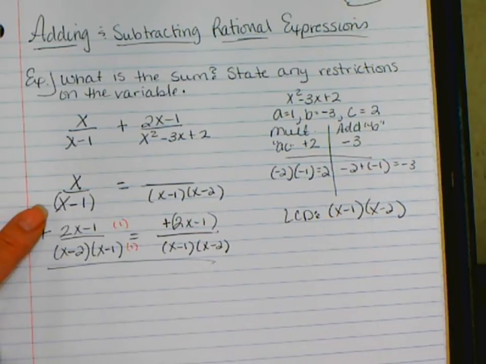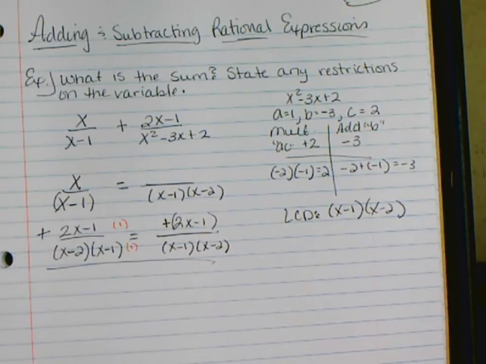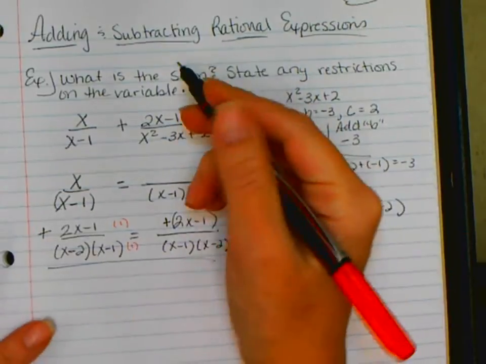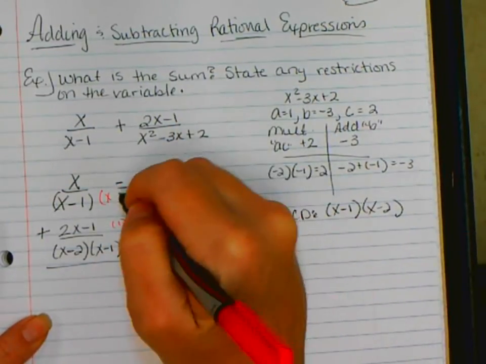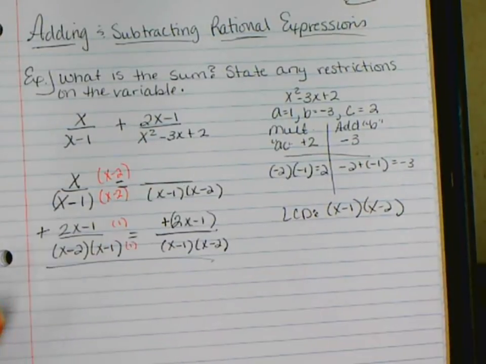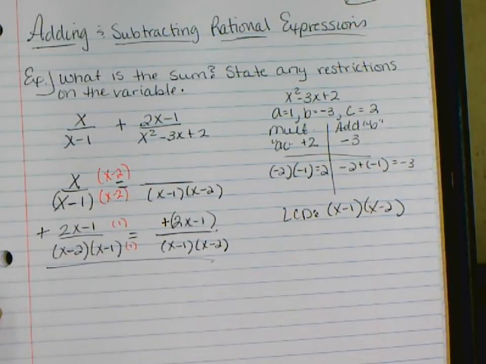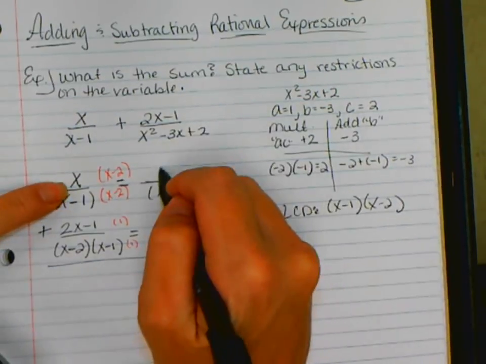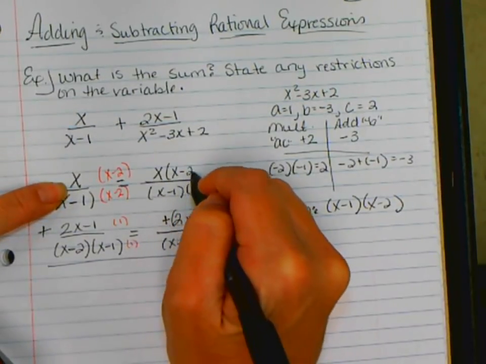Now in my top fraction, what did I multiply x minus 1 by to get x minus 1 times x minus 2? X minus 2, right? I just look at which of the factors are missing. So if I multiply the denominator by x minus 2, I have to multiply the numerator by x minus 2 in order to make an equivalent fraction. So you could either go ahead and multiply them out there, or right at this point I just rewrite it. So this is going to be x times x minus 2.